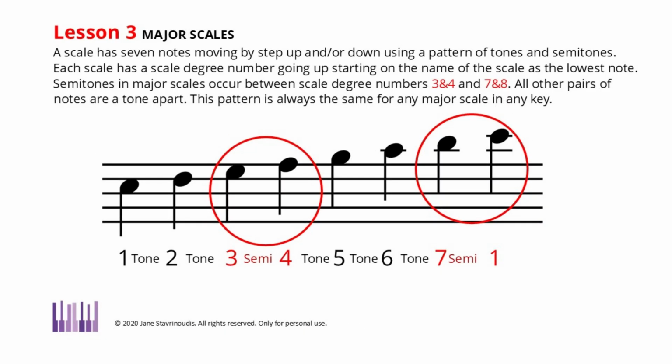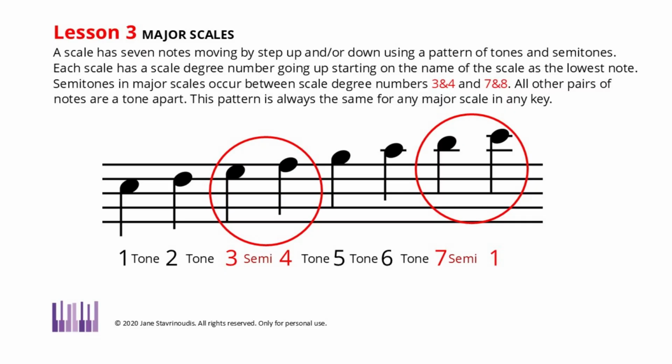Why do we need to know about semitones and tones as well as accidentals? Because scales are based on a combination of tones and semitones that never changes. Other combinations form different types of scales, but for now we will concentrate on major scales. So, what is a scale?